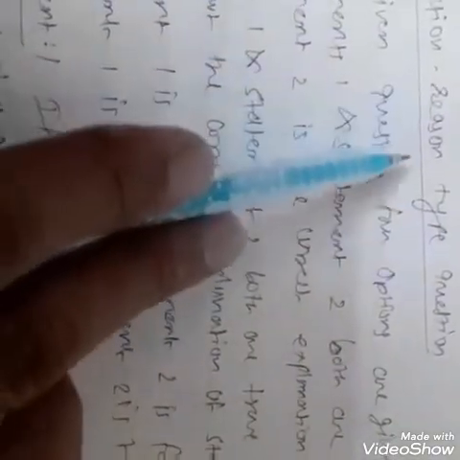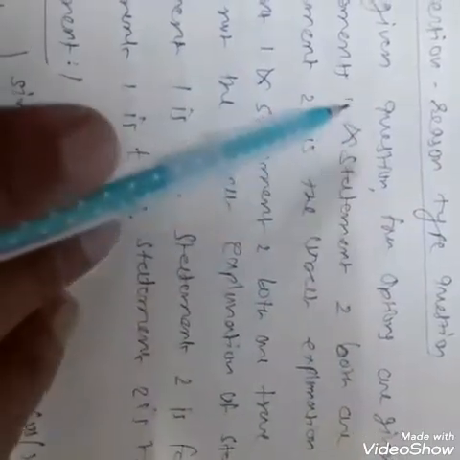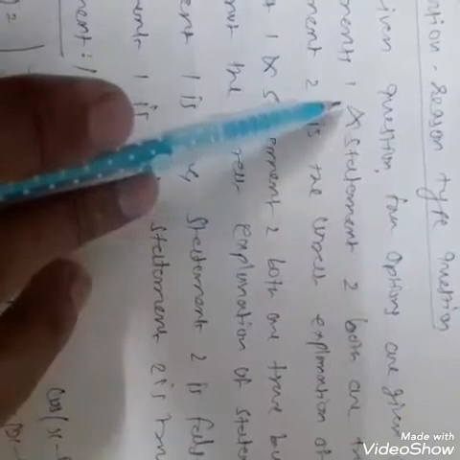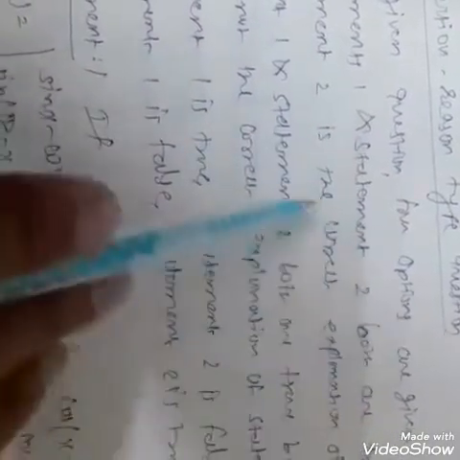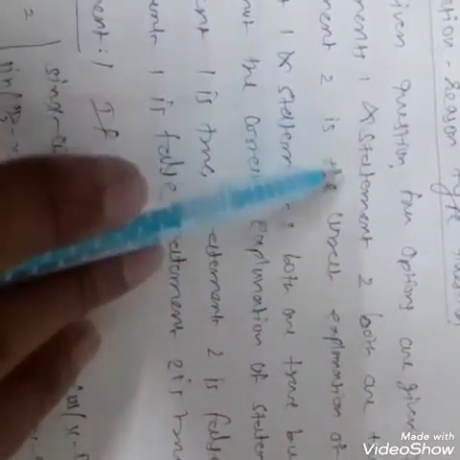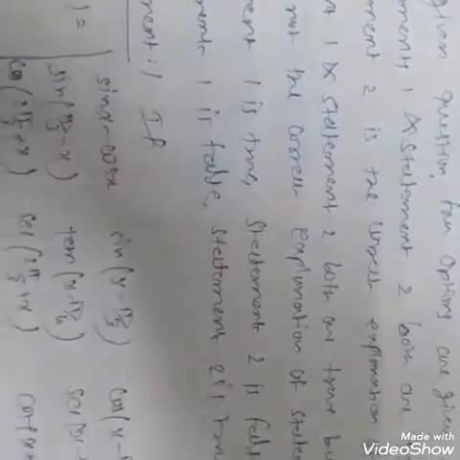Hello friends, let us discuss about the new type assertion reason type question. In this type question is given, and the four options are given as below. These options are generally in the same order. Statement 1 and 2 both are true, and statement 2 is the correct explanation of statement 1. Second option is statement 1 and 2 both are true, but statement 2 is not the correct explanation of statement 1. Third option is that statement 1 is true and statement 2 is false, and fourth option is that statement 1 is false and statement 2 is true.